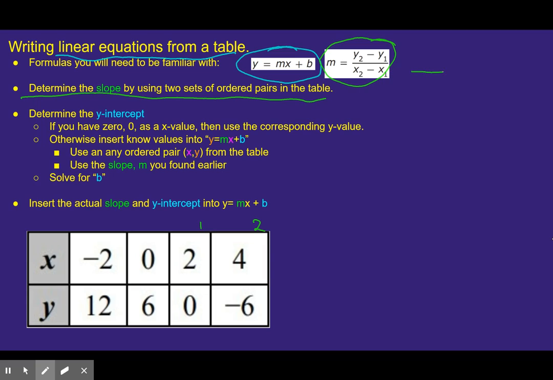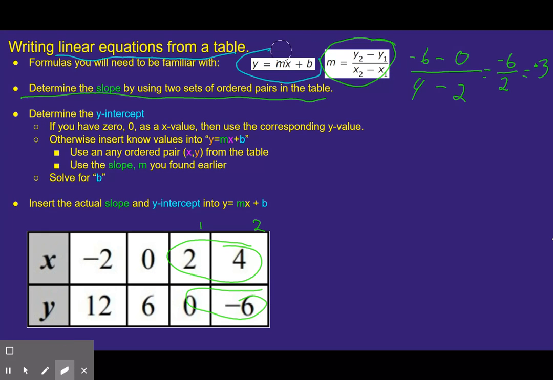Remember, it's the change in y over the change in x. So the change in y, that's -6 minus 0, that's these two, and then 4 minus 2. You end up with -6 over 2, which gives you a slope of -3. All right, I'm just going to write that down here so that it's nice and handy for me whenever I get to the end and need to plug in my values.